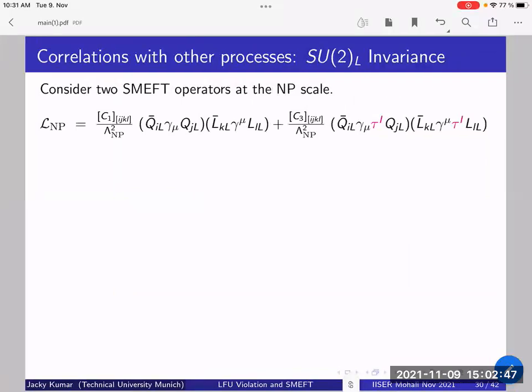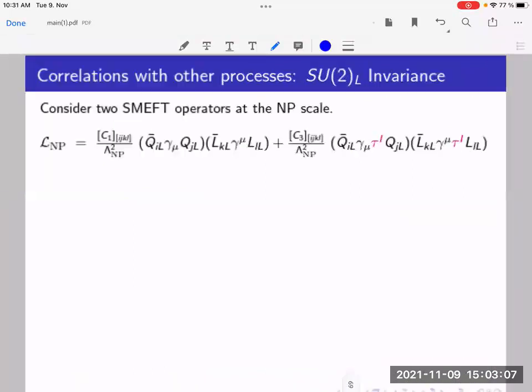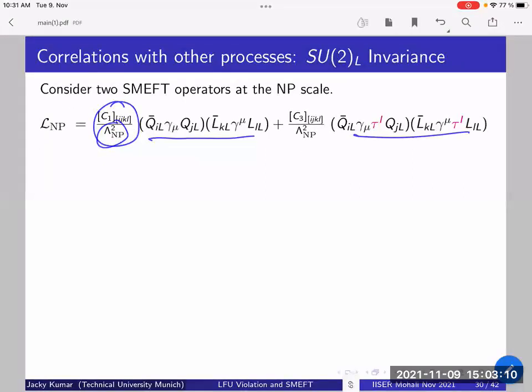Say that our effective Lagrangian is like this, with these 2 operators, which we call O1 and O3, and they have coefficients C1 over lambda square and C3 over lambda square. Here lambda is the new physics scale. Since these are dimension 6 operators, they have to be suppressed by some scale, so they are suppressed by lambda square, some general new physics scale.